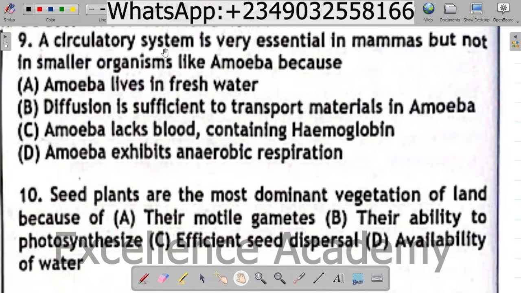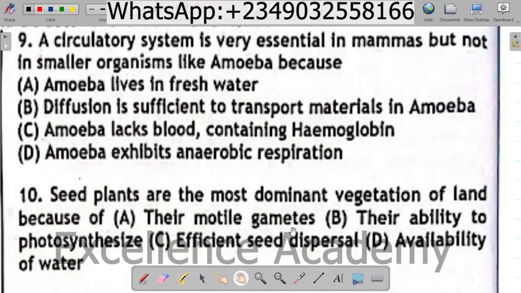A circulatory system is very essential in mammals but not in smaller organisms like amoeba because: A. Amoeba lives in fresh water. B. Diffusion is sufficient to transport materials in amoeba. C. Amoeba lacks blood containing hemoglobin. D. Amoeba exhibits anaerobic respiration.